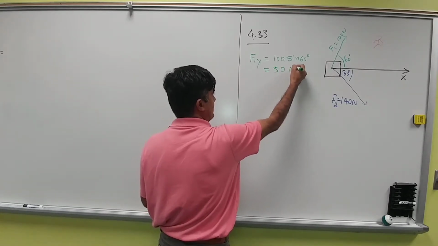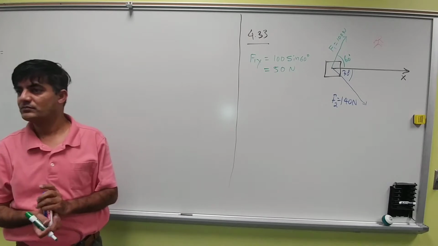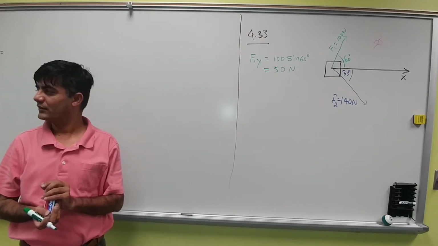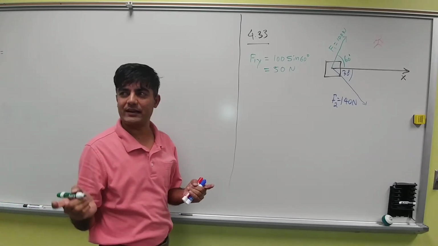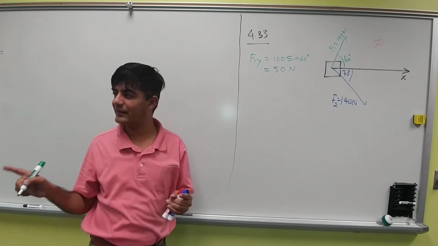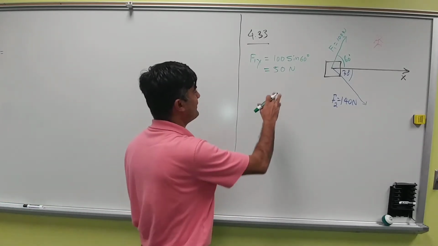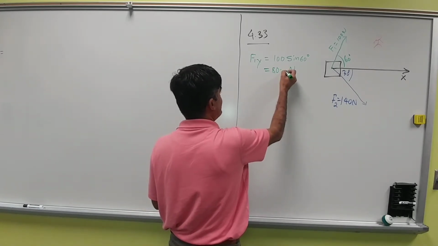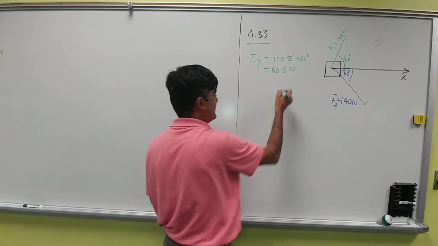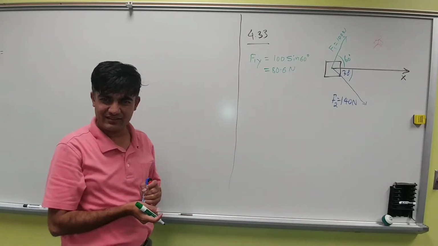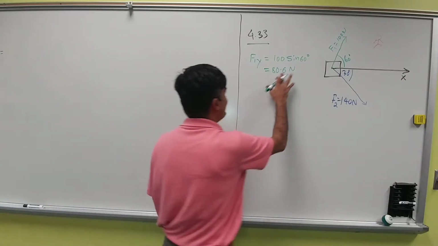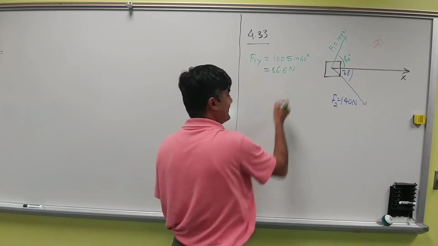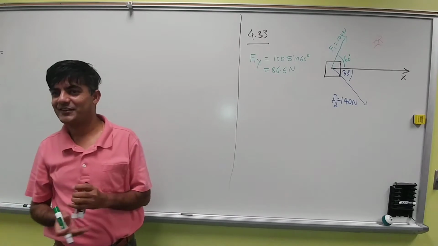Is that right? No, sine of 60 will not be 1/2. Cosine 60 will be 1/2. So sine 60 will be 0.8. Can you do a real quick? 86.6. Yes, 86.6. I trust you.